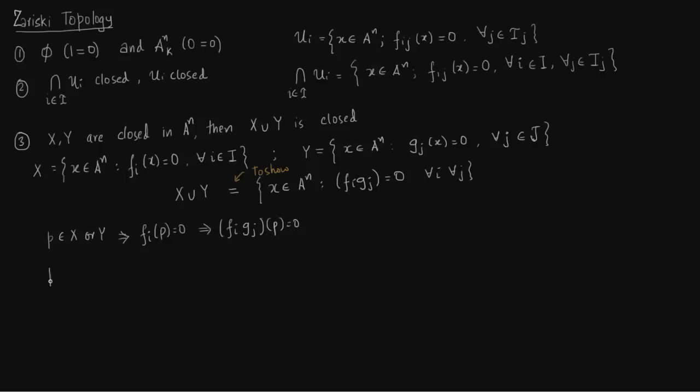The other direction we will prove by contrapositive. So P does not belong to X union Y. So P does not belong to X, and P does not belong to Y. Then there exist some polynomials which do not vanish at this point P. We have two polynomials, f_i and g_j, which do not vanish at P because P is not part of X and Y. Thus their product also does not vanish at P, precisely because K is a field, so we are in an integral domain, so there are no zero divisors, so their product is not going to be 0, and that proves this.